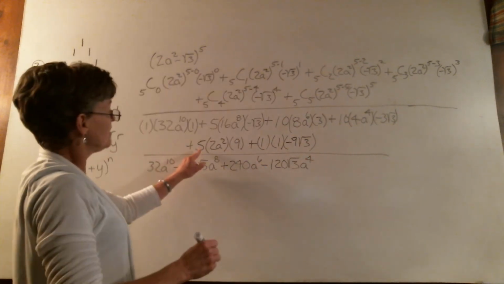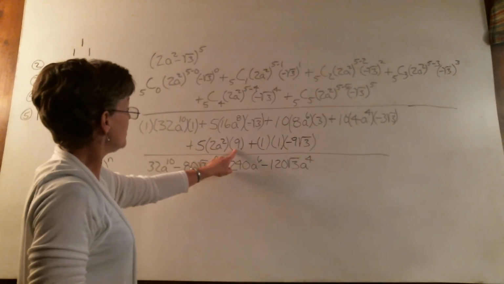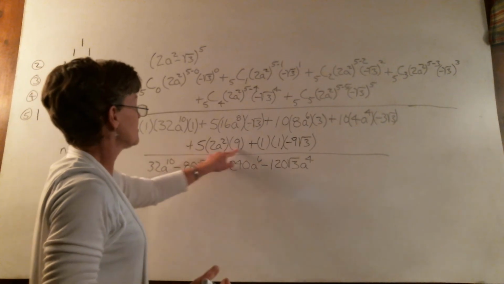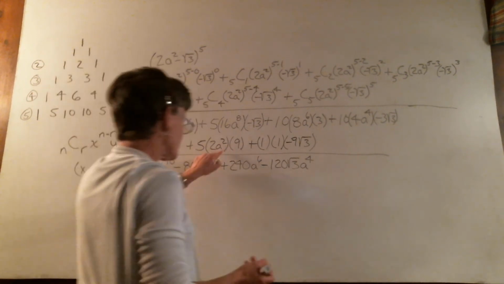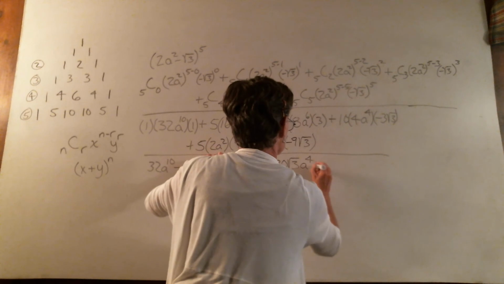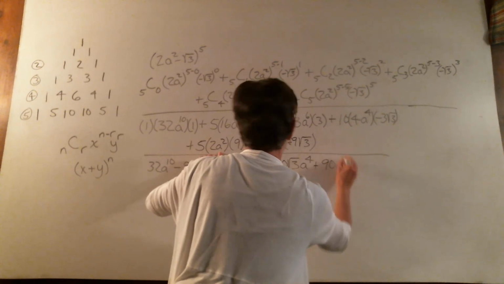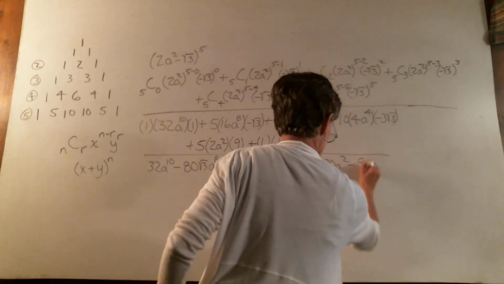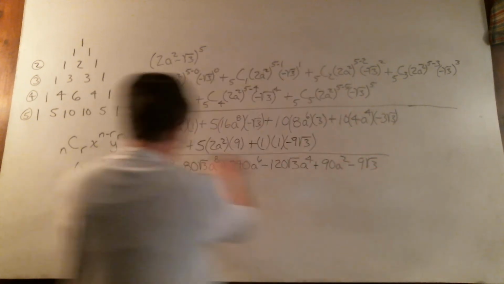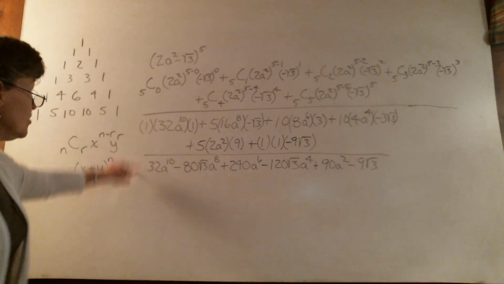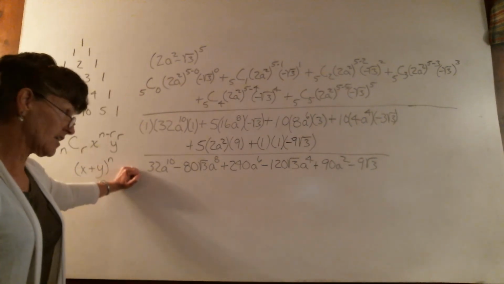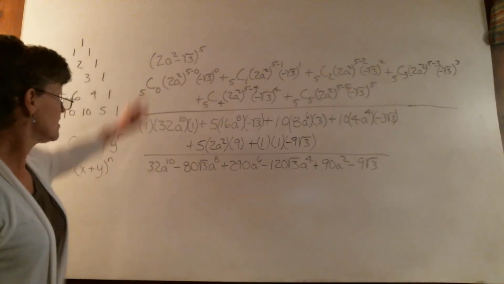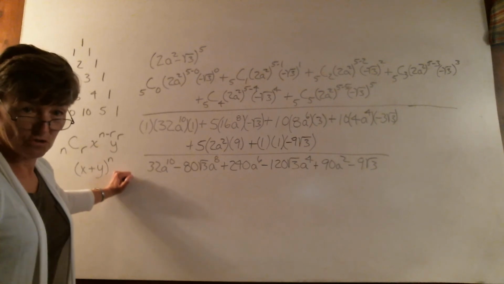And then 5 times 9 is 45, or 5 times 2, 10. 10 times 9 is 90. And then a squared. So we've got plus 90 a squared. And then the last one is minus 9 square root of 3. And this is my answer to the expansion of that. That was a whole lot easier to get than multiplying that out using your distributive property.